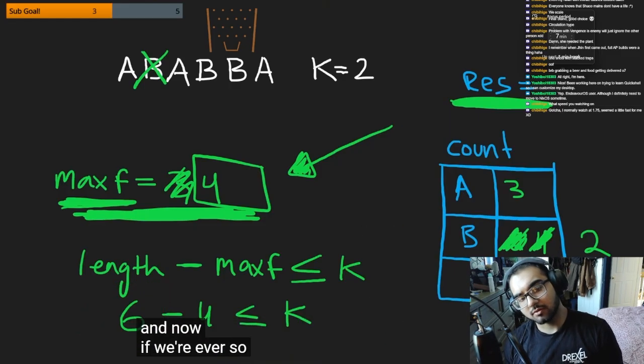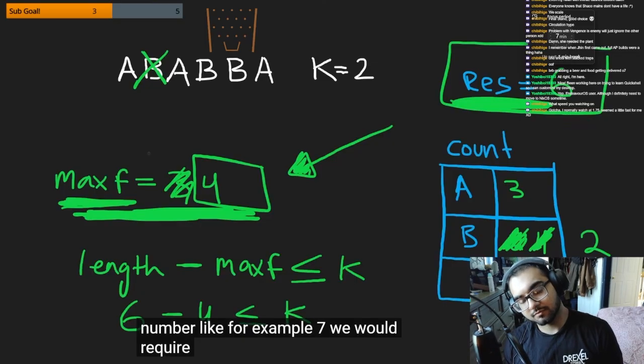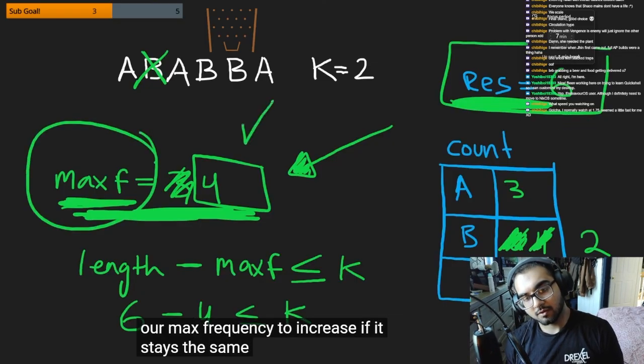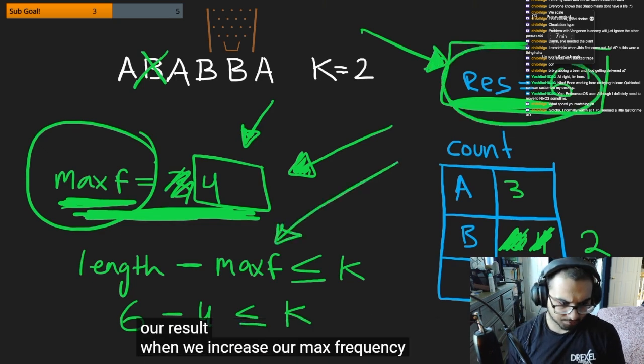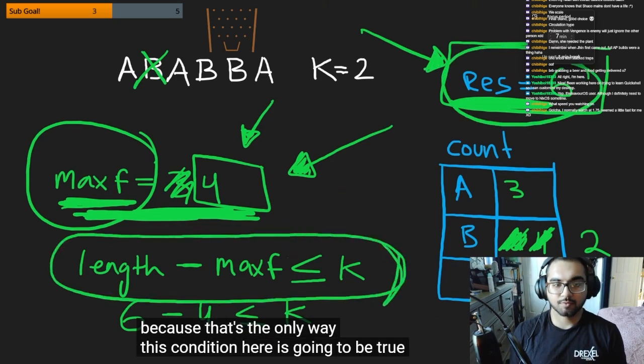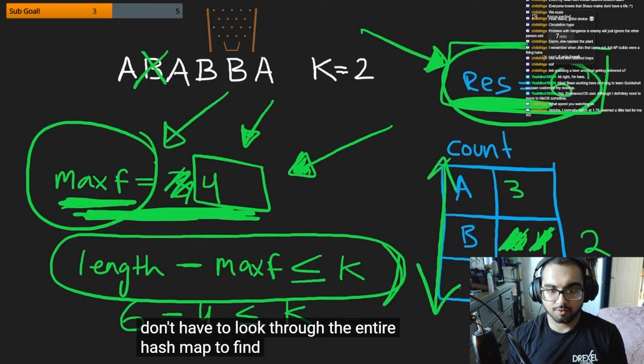Now, let's say our result is now 6. If we're ever going to increase the result from 6 to another number, like for example 7, we would require our max frequency to increase. If it stays the same or if it decreases, our result is never going to change, because we only change our result when we increase our max frequency, because that's the only way this condition here is going to be true. So if our max frequency is downgraded, we don't have to actually update it. We don't have to look through the entire hash map to find the new max frequency.